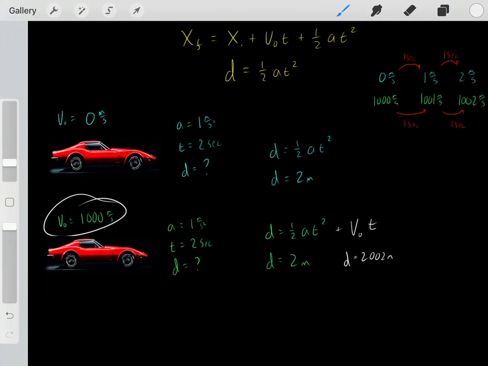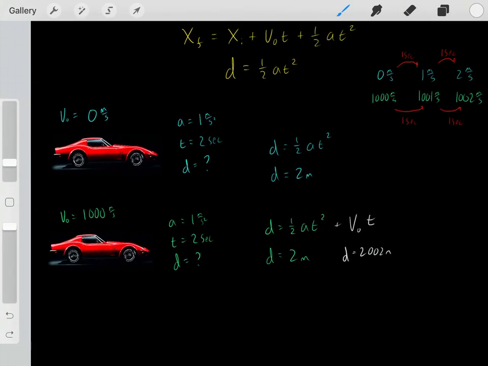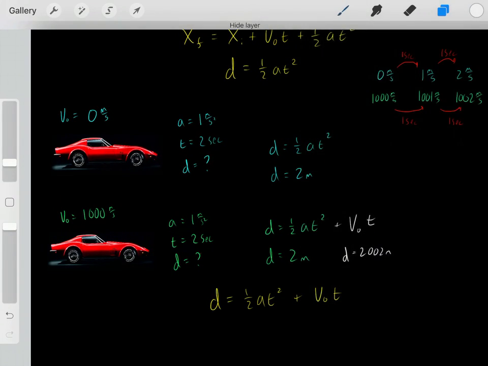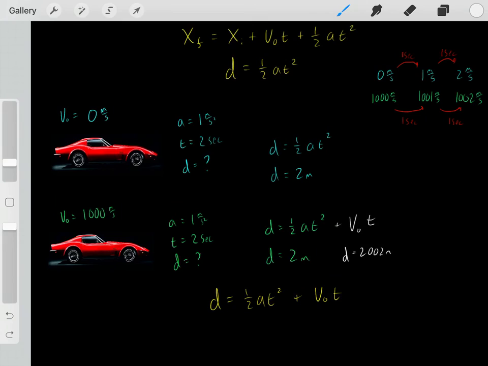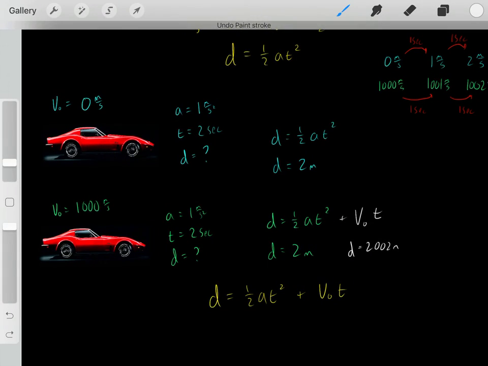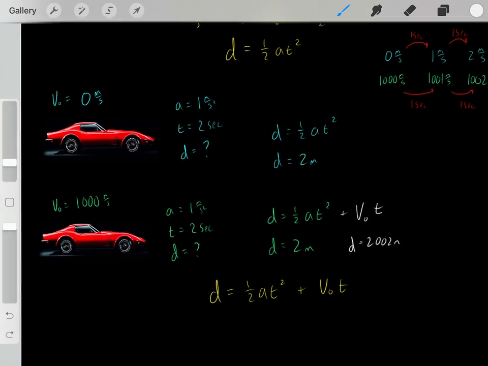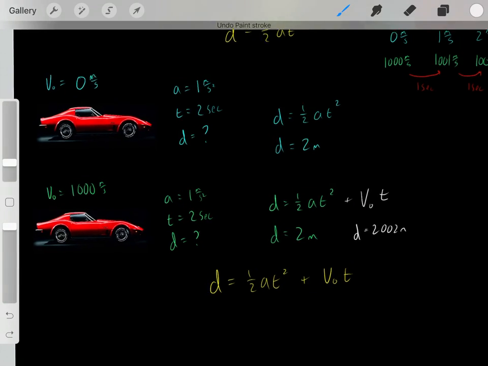However, if the initial velocity is not 0, then you need to use this equation to determine the distance traveled. This is the displacement formula. If you want to determine how much distance an object traveled, you need to know the acceleration of the object, the initial velocity, and how much time it was traveling for. So this is the real equation.